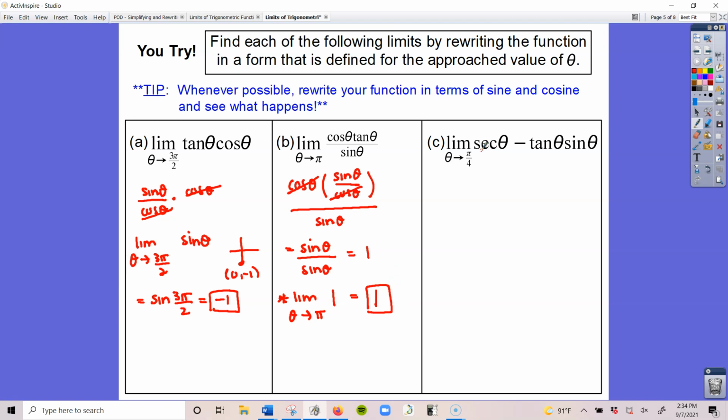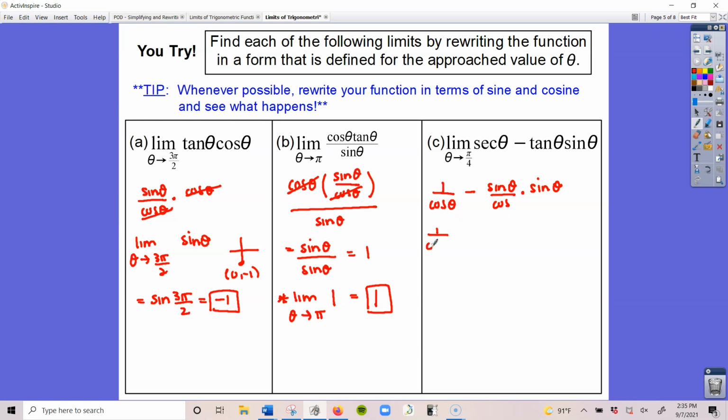Last one, we have the limit as theta approaches pi over 4 of secant theta minus tangent theta sine theta. Let's rewrite everything using only sine and cosine. Secant is 1 over cosine. Minus tangent is sine over cosine. And then times sine. So this looks a little messier than what we started, but look at what happens.